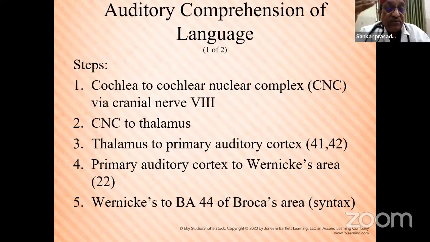So that signal is carried in the cranial nerve 8 to the thalamus. The thalamus to primary auditory cortex 41, 42, and surrounding the primary cortex is the Wernicke's area. That is the association area. And from Wernicke's area, then you can see the loops that are there. The Broca's area is connected where syntax is applied. So syntax is applied in the Broca's area.